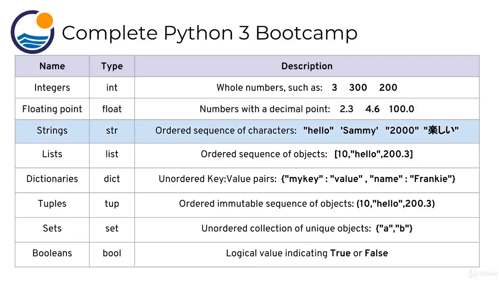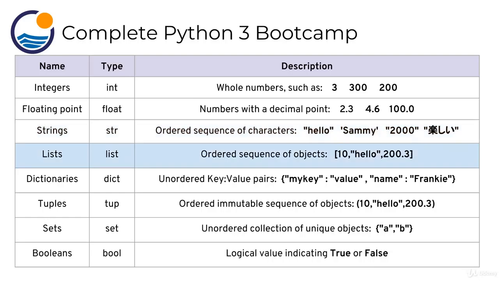Then after that, we have strings, and strings are an ordered sequence of characters. You can think of these as just words, but you should also note they can be numbers as well as foreign characters inside of a string. The main thing that denotes a string is that it has either double quotes or single quotes. Here we have hello in double quotes, Sammy in single quotes. We have the digits of 2000 inside double quotes. That makes it a string. It's no longer just an integer because it has double quotes around it. And you can also see we have some Japanese characters inside double quotes.